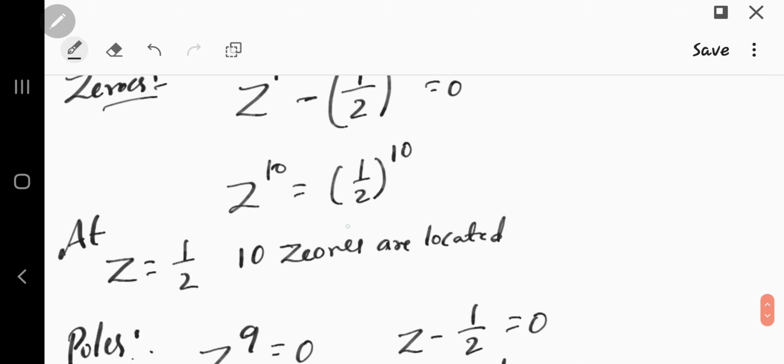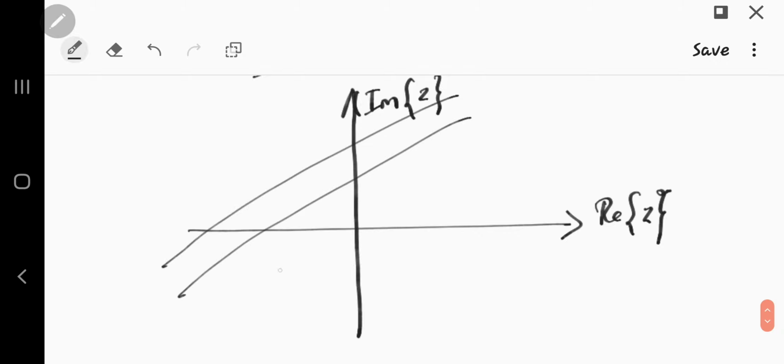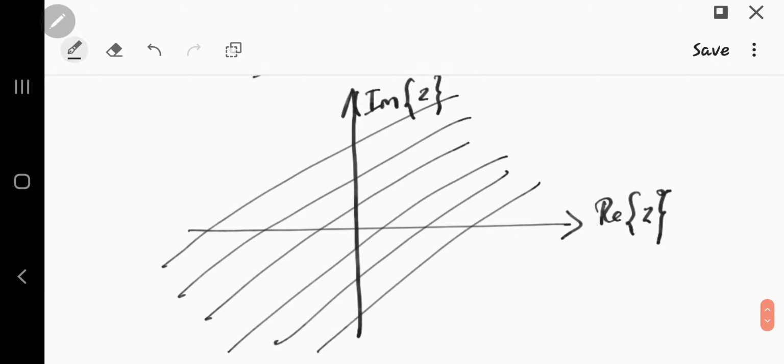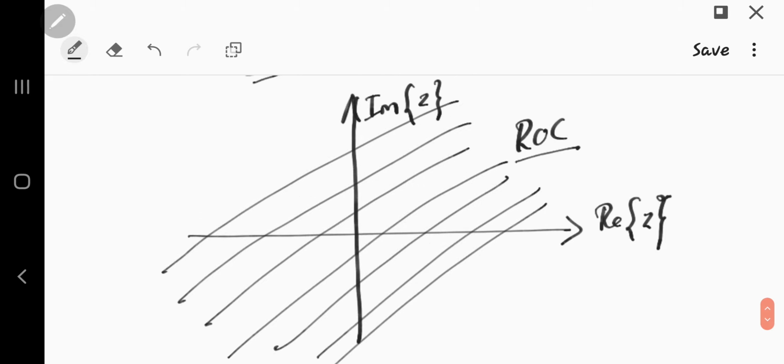Now this one is slightly different. It means at z is equal to 1 by 2 we have 10 zeros. So these zeros should cover the entire 10 different places at 1 by 2 radius from the origin. Now how to plot this? So first thing is the ROC is the entire z plane because x of n is finite.